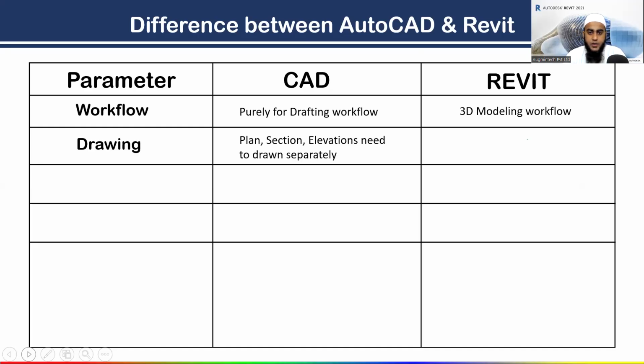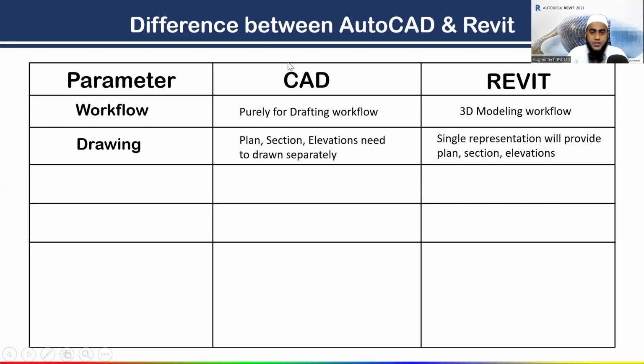The second point is given here. Try to understand, all of you. In AutoCAD, plan drawing, section drawing, and elevation drawing need to be drawn separately. If you want to draw the floor plan, section, and elevation in AutoCAD, we draw each and everything separately. But in Revit, a single representation will provide the plan, section, and elevation.